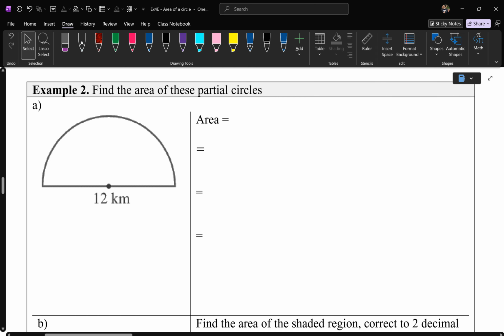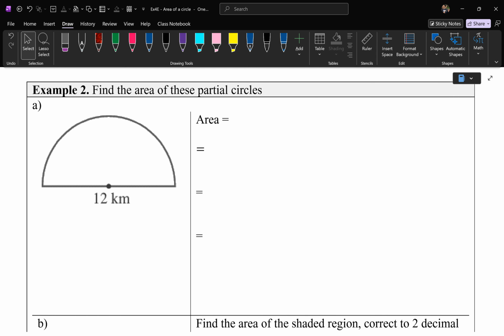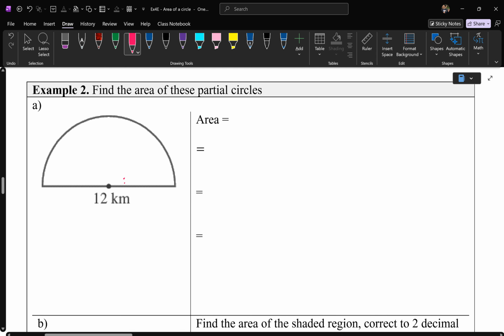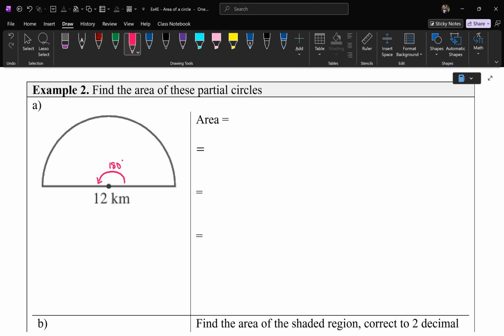What if you get half a circle? Well, let's say you didn't know it was half. But we know this is a straight line, so this has to be 180 degrees. That's rotation of 180. So from here, I have to go all the way around. That's 180 degrees. So here we go. Area formula for a circle. Recap. What's the area formula for a circle?